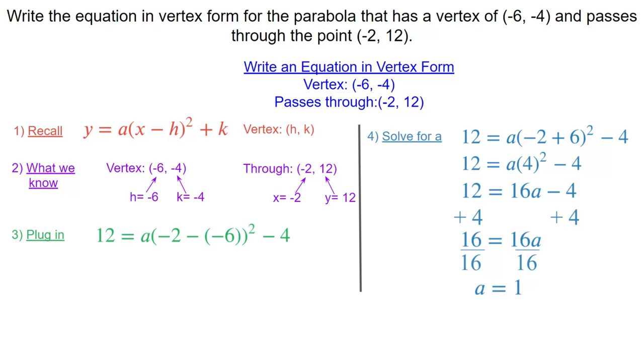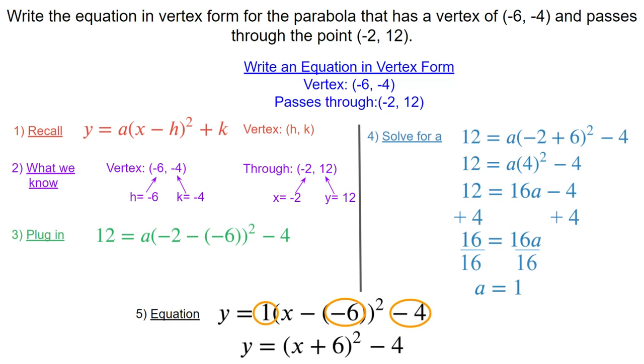Now that we know the value for a, h, and k, we can substitute into that equation in vertex form. So my equation is going to be y equals 1, because a is 1, times (x minus -6), because h is -6, squared minus 4, because k is -4. Now we can simplify to have our final equation. So y equals (x plus 6) squared minus 4.